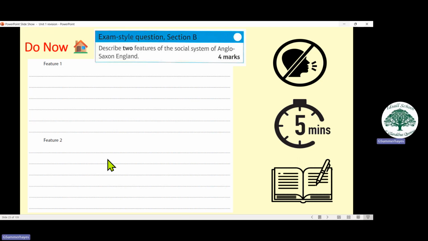And a different one, feature two, you could say something like Anglo-Saxon England was divided into shires, and then that was subdivided into hundreds of 100 households and tithings of 10 households, each household having a hide, which is a piece of land big enough for one family to farm. That would actually probably be too much, but you've definitely got the full marks there.